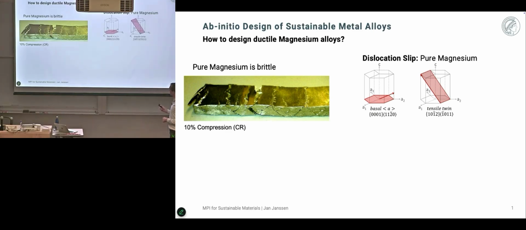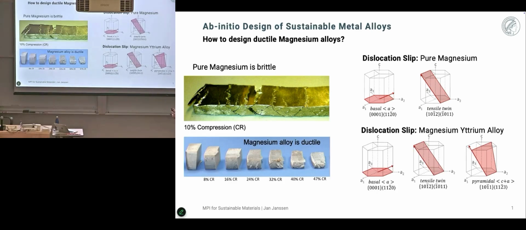That can be explained, and I'll keep the material science part brief. It can be explained because of the dislocation slip systems: there are only two slip systems available, the basal one and the tensile twin one. So the dislocations pile up and lead to fracture inside magnesium. It was already well known before our work that if we add rare earth elements, like yttrium, for example, we enable the pyramidal slip system, and with the third slip system, the dislocations can propagate more freely through this material, and we can compress the resulting alloy up to 50%.